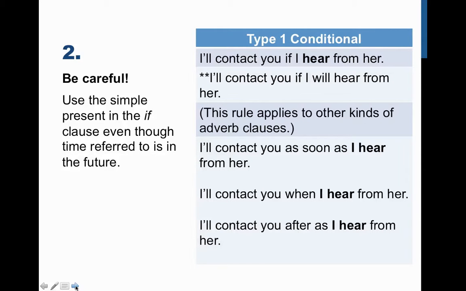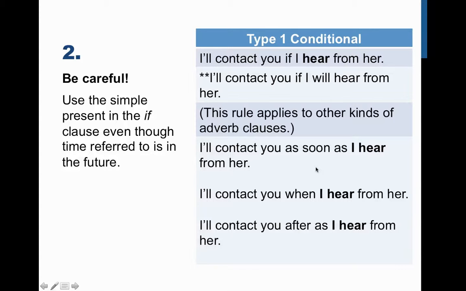And pay attention to this. Use the simple present in the if clause, even though the time referred to is in the future. I'll contact you if I hear from her. I do not say I'll contact you if I will hear from her, even though I'm talking about future time here.